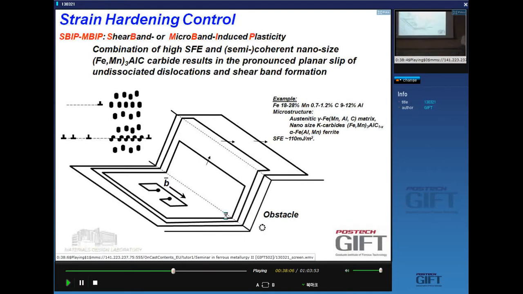And this process will facilitate the glide of other dislocations on exactly the same glide plane. Yes? And you get shear deformation, very pronounced shear deformation, although the stacking fault energy is very high.